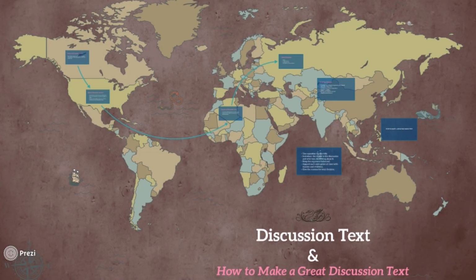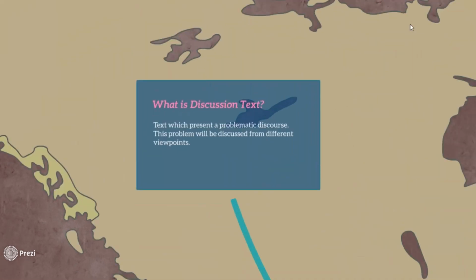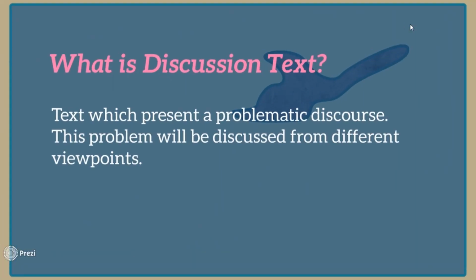Now I'm gonna show you discussion text and how to make a great discussion text. First, what is discussion text? Discussion text is a text which presents a problematic discourse. This problem will be discussed from different viewpoints. Discussion is commonly found in philosophical, historic, and social texts. In other words, discussion is a kind of genre used to present at least 2 points of view about an issue.